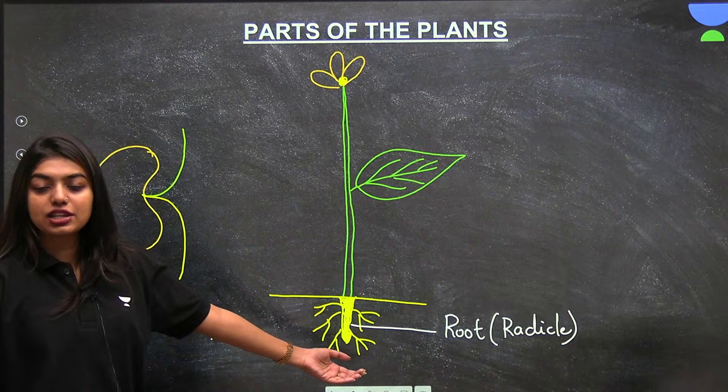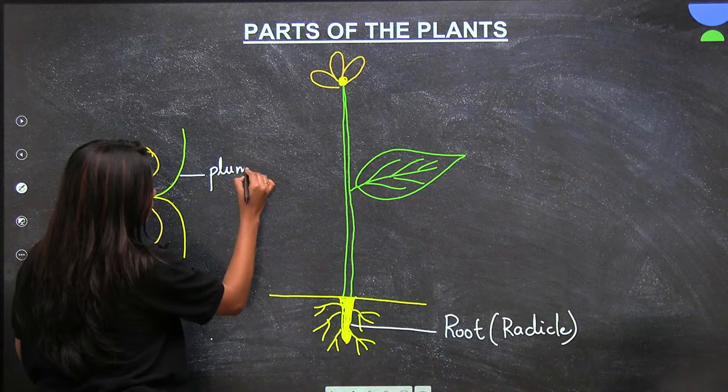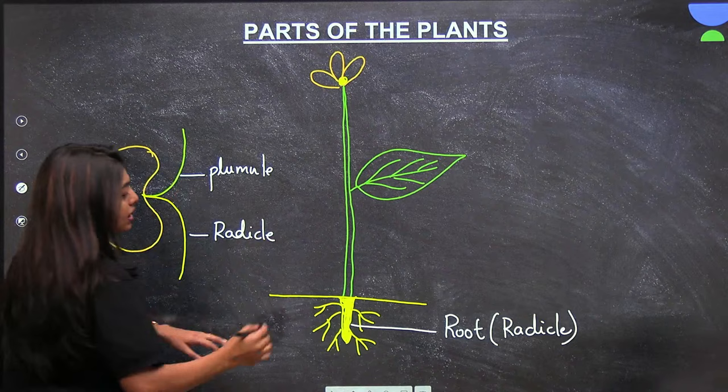The same way here, what is this? This is your plumule. The plumule will give rise to the shoot and the radicle will give rise to the root. This is the basic thing. This is your stem.